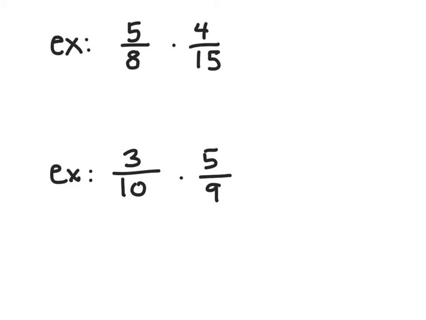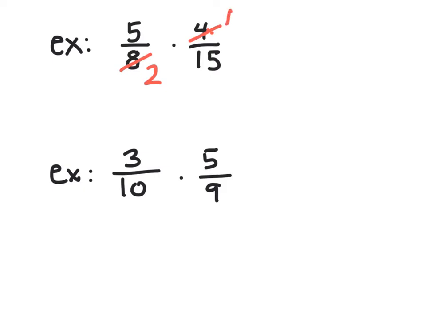Okay, so here are a couple more examples. Now, on this first example, 5/8 times 4/15, it's always a good idea before you multiply to cancel out any common factors. So what I mean is, if I look carefully here, I can see that 4 and 8. Well, 4 is a factor of 8 because 4 times 2 would be 8. So I can divide 4 out of 4 and 4 out of 8 and reduce those.